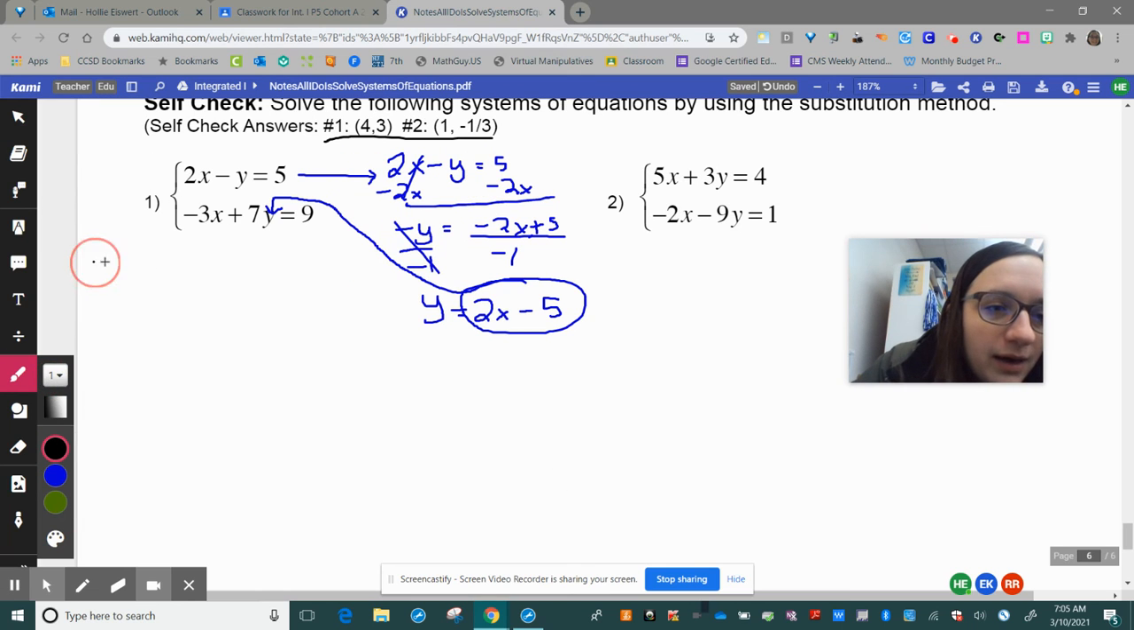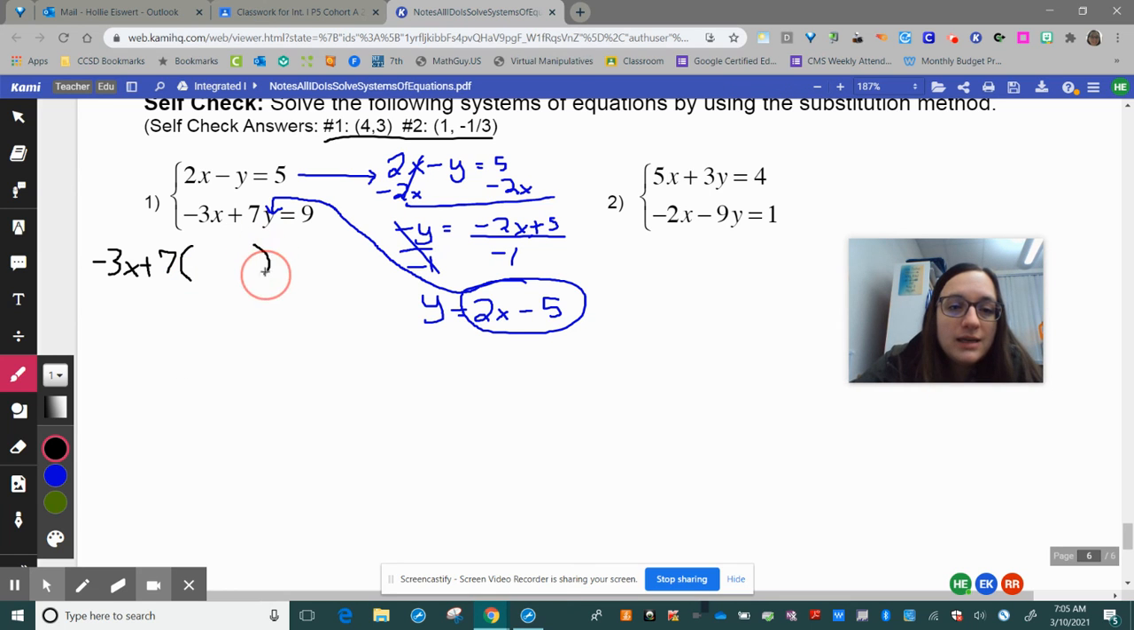Okay, so here we go. We then have negative 3x plus 7. Instead of y, we are opening up a set of parentheses and substituting in that entire expression that we locked it up, chalked it up, blocked it up: 2x minus 5. So we substitute that in.